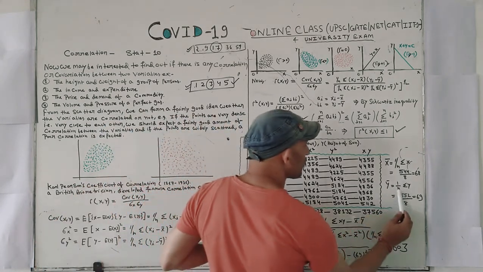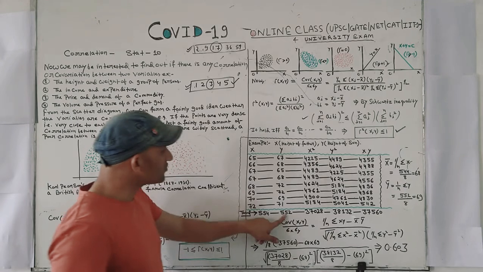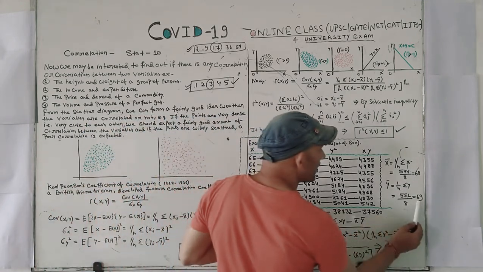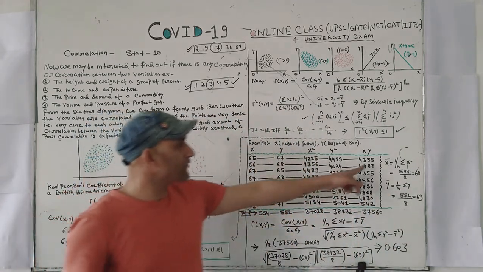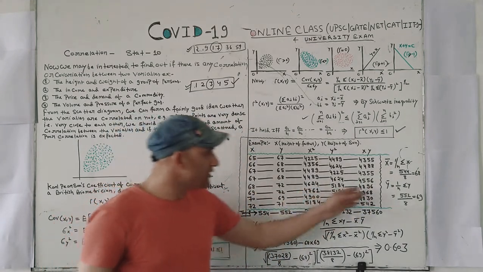Then y bar is equal to 1 upon n sigma y. Sigma y is equal to 552. 552 upon 8 is equal to 69. Okay, so we have found the mean of x and the mean of y.